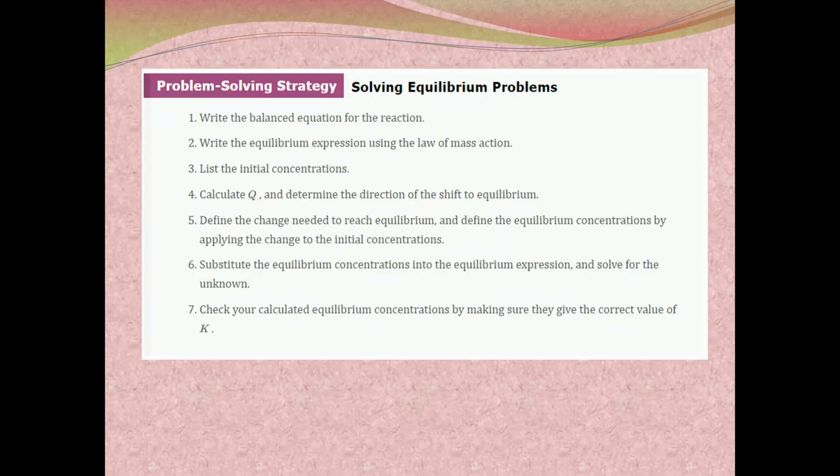Okay, so problem-solving strategy. Make sure your equation is balanced. Write the equilibrium expression using the law of mass action. Your book talks all about the law of mass action. All the law of mass action says is the direction of the equilibrium and what the final equilibrium constant is just depends on how the reaction's going. So we can ignore that. Just write your equilibrium expression and list your initial concentrations. In this case, put them in your icebox.